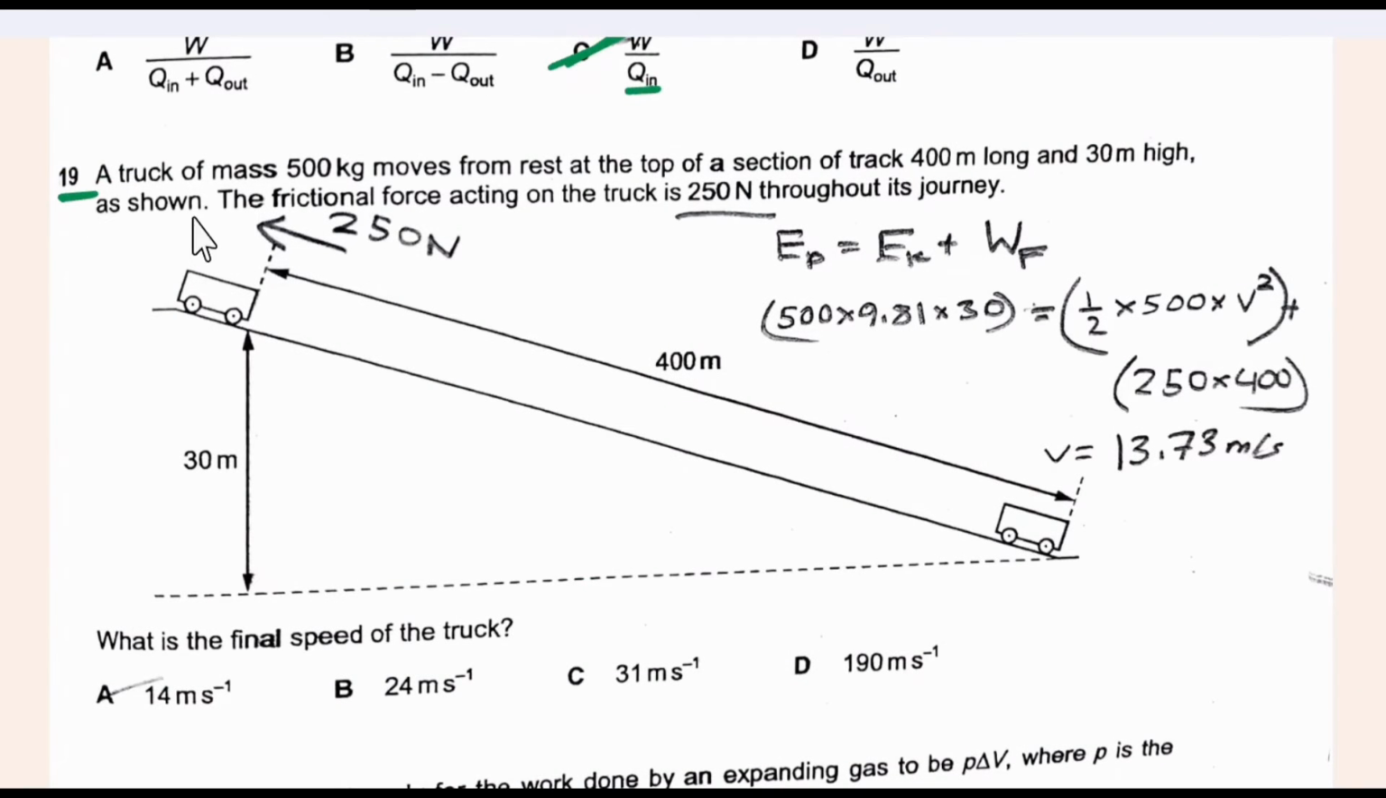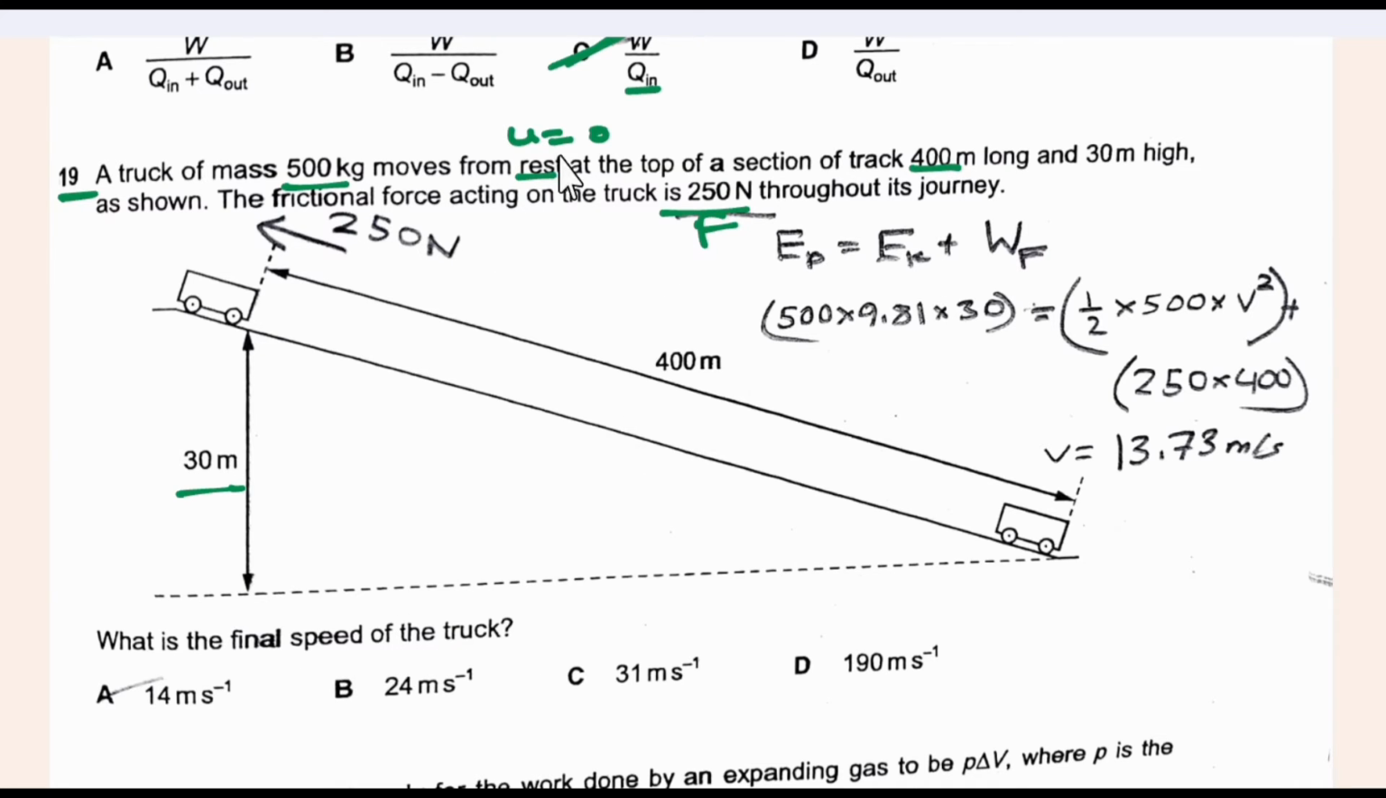Question number 19, it is just related to mechanics. A truck of mass 500 kg moves from rest, so the initial speed is 0. At the top of a section of track that is 400 meters long and a height of 30 meters, we have the value of height. The frictional force acting on the truck is given, constant throughout the journey. What is the final speed of the truck?